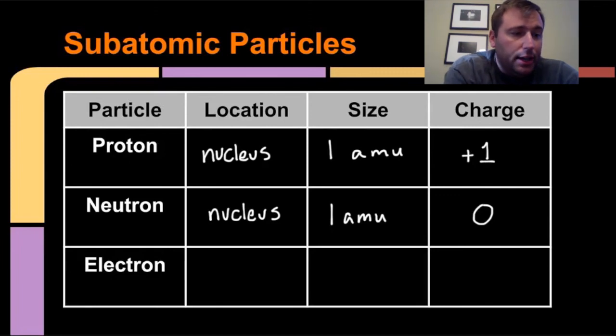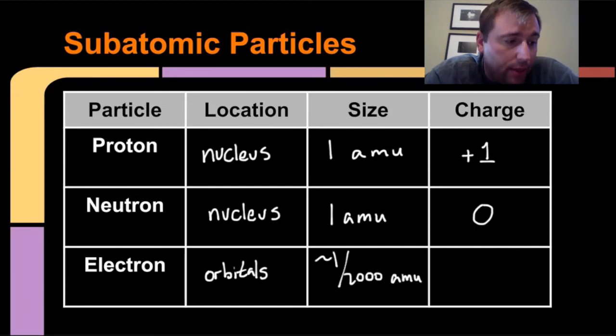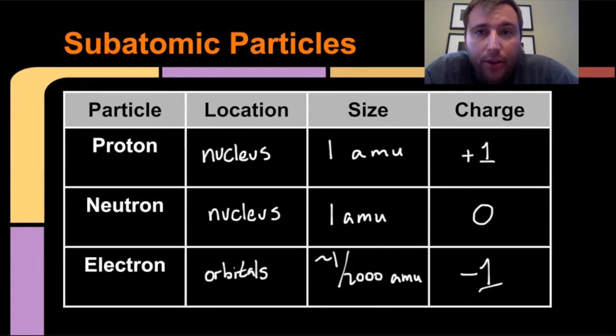Finally, the electron exists outside of the nucleus and exists in orbitals. The electron is not very massive at all. In fact, it's around 1/2000th the size of one proton or one neutron. It's very small. So 1/2000th of an AMU, or atomic mass unit. The charge is the opposite of a proton. The charge of an electron is -1. So there are the basic beginner notes for the atom.